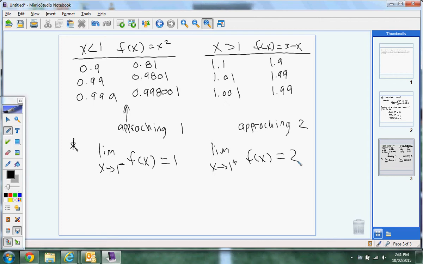No, I'm going to draw the picture in a second. It's not an asymptote. I'm going to draw the picture in a second. What happens is there's a separation at the graph. That's the problem. So I'll show you in the picture in a second. You'll see what I mean by separation.